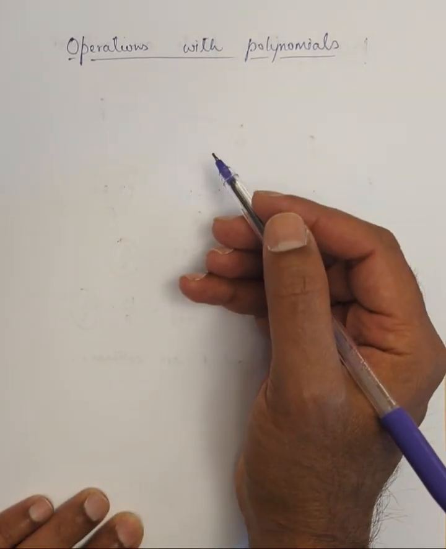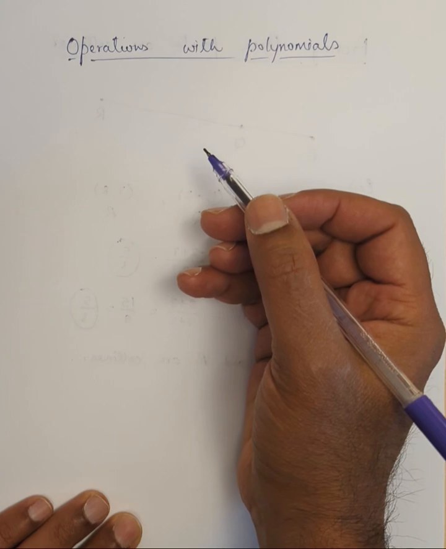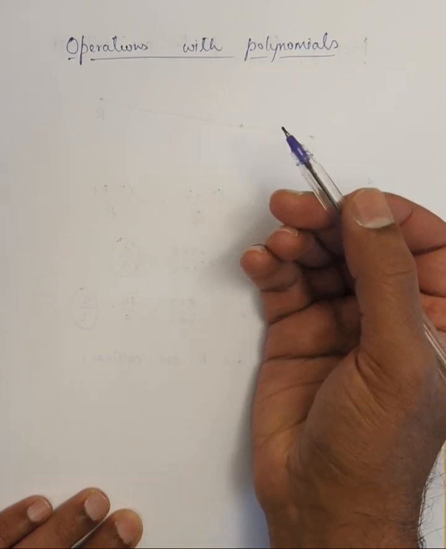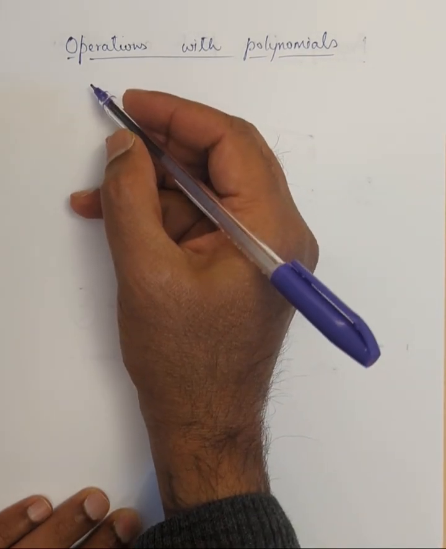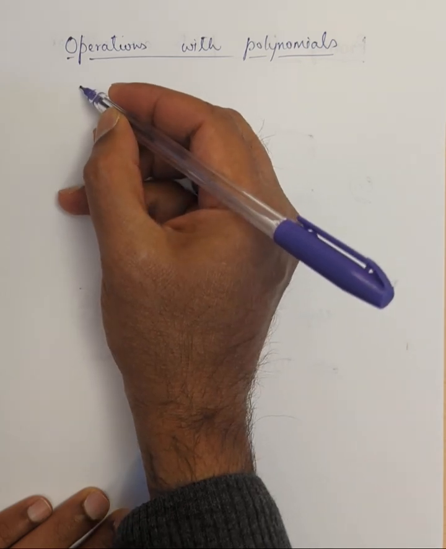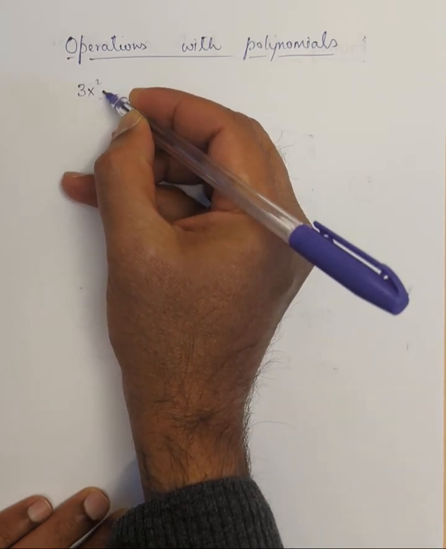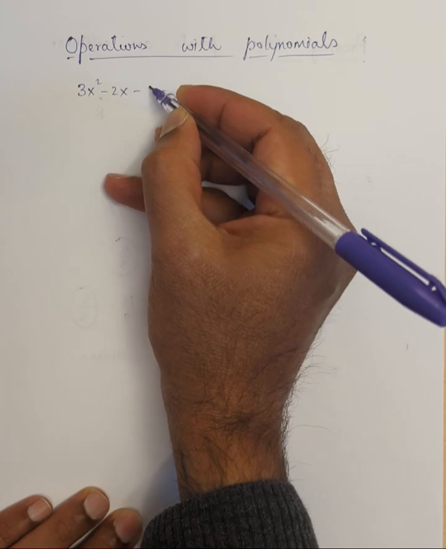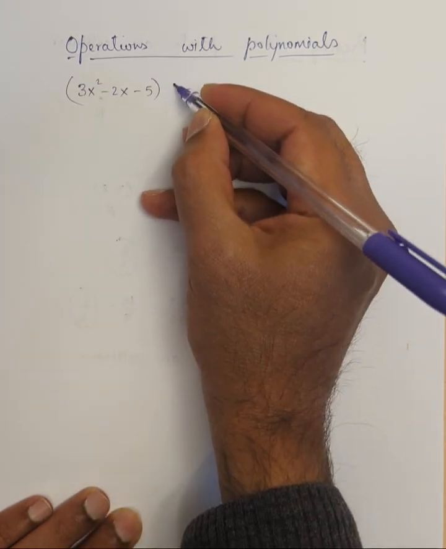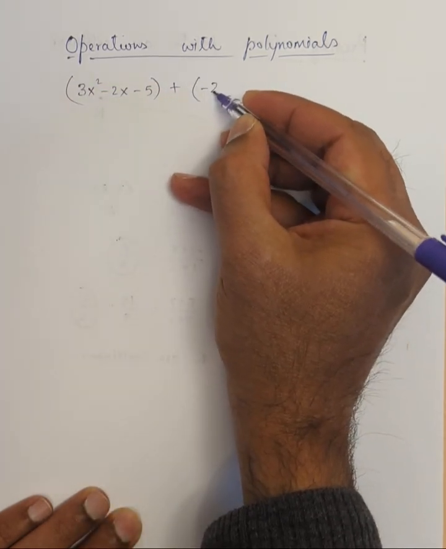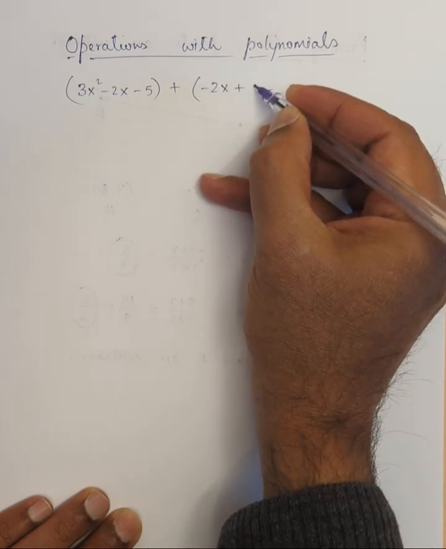Operations with polynomials. Adding and subtracting two polynomials is quite straightforward. So let's look at those easy examples first. Say I have 3x squared minus 2x minus 5, and I need to add it to negative 2x plus 3.